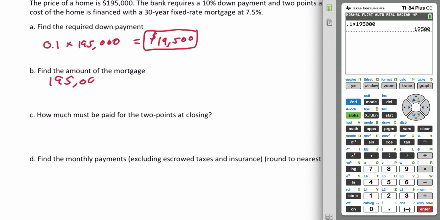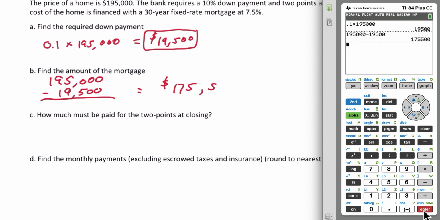195,000 minus the down payment, 19,500. That gives us $175,500 for the mortgage.